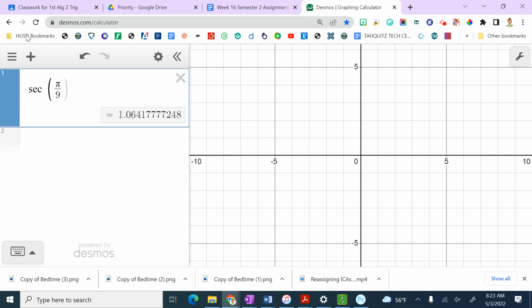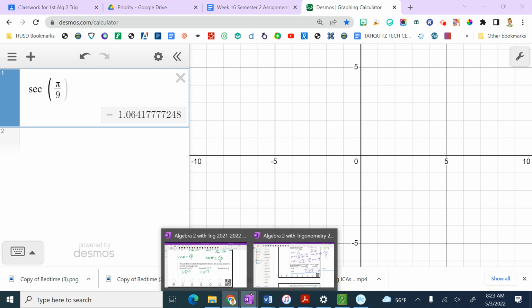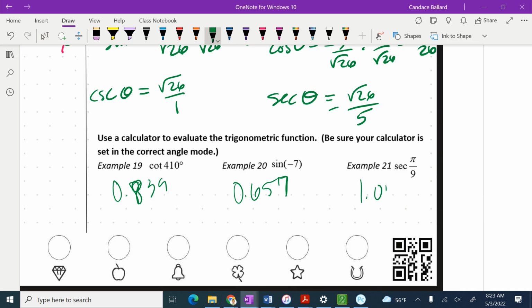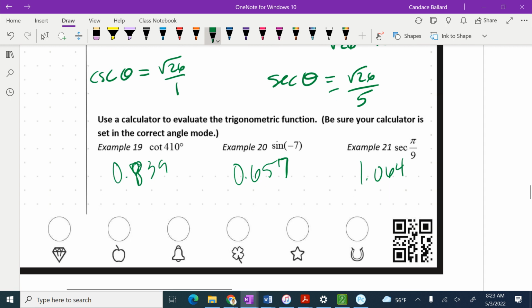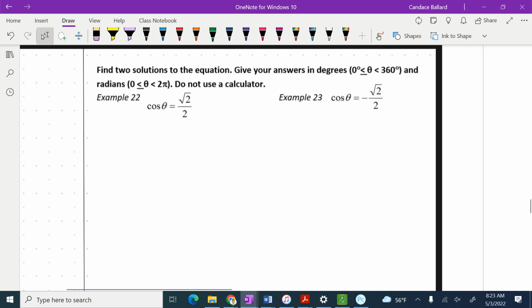Is it over 9? Yeah. All right, 1.064. Everybody good? All right, 1.064. Perfect. All right. Scroll to the next part. If you don't have your unit circle out, you need it for this part. Read the instructions to yourself for me.